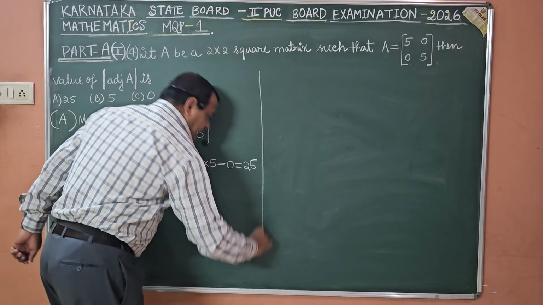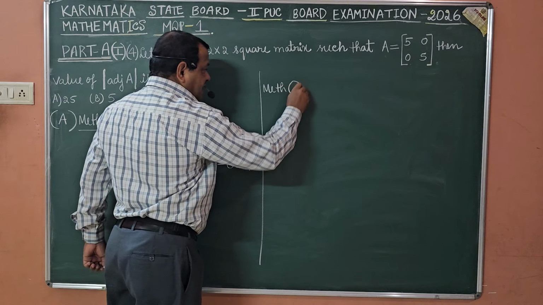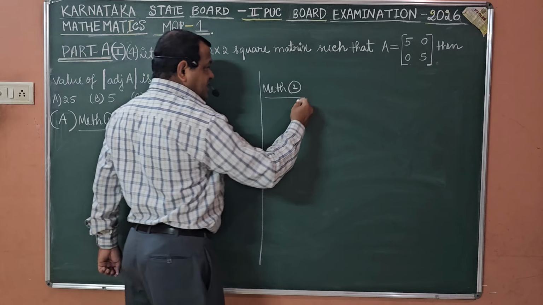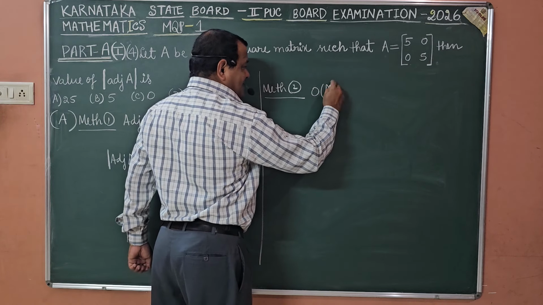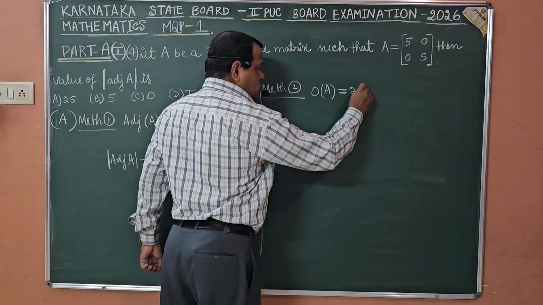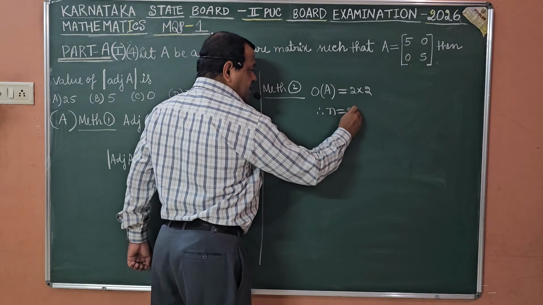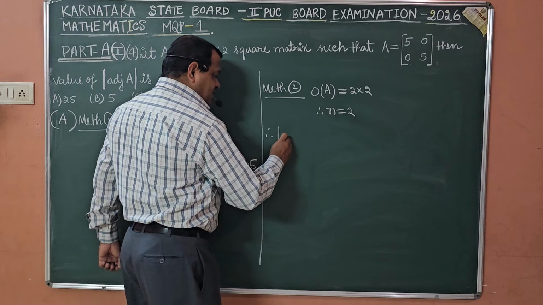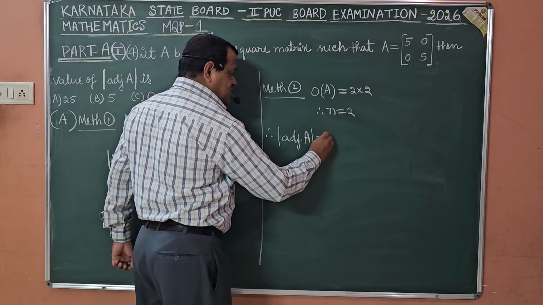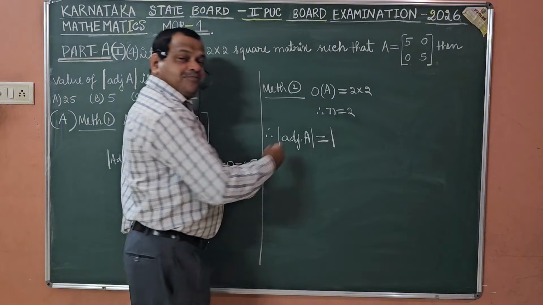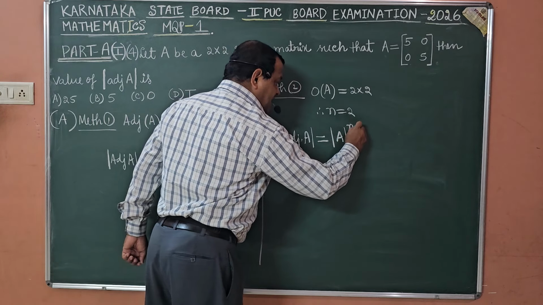At the same time, I would like to teach you one more method. And before I teach the second method, I would like to mention the order of this given matrix A is 2 cross 2. Therefore, n is 2 here. And this is in fact important even in CET. Determinant of adjoint of A is determinant of A power n minus 1.